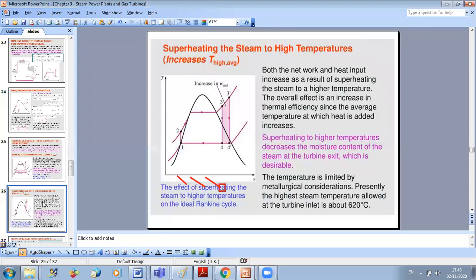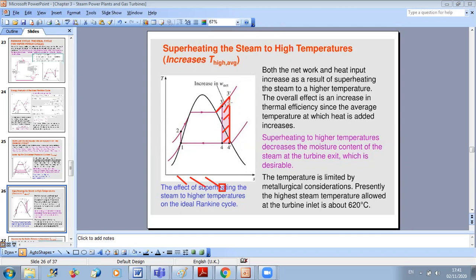Now, another strategy for efficiency improvement is to do superheating, as we have seen before. Okay, so as you can see here, for example, if I increase the superheat, first I will increase the work. The net work will be increased because the area under the curve will be increased. So the area limited by my cycle will be higher. So it's a higher work output.